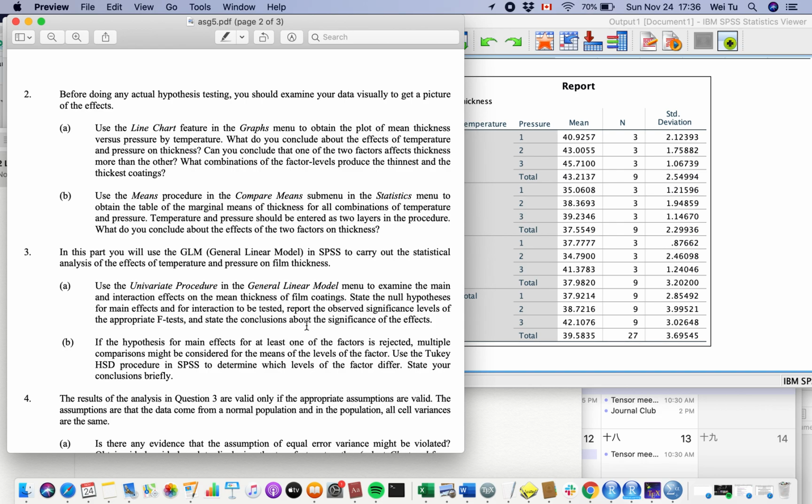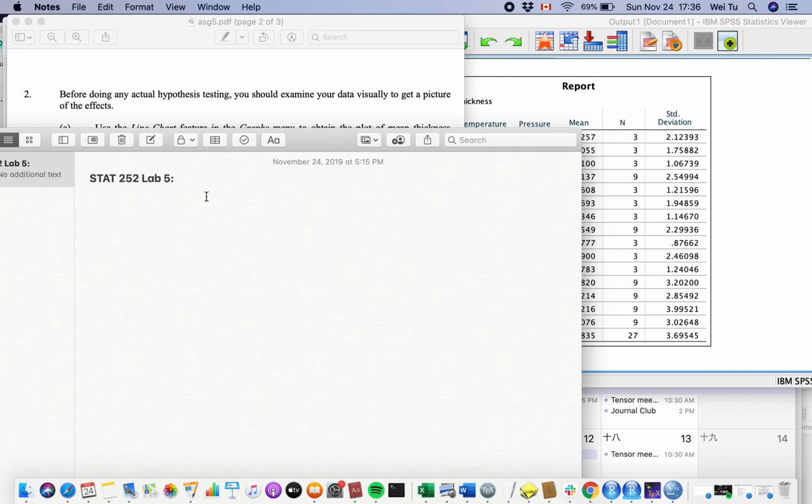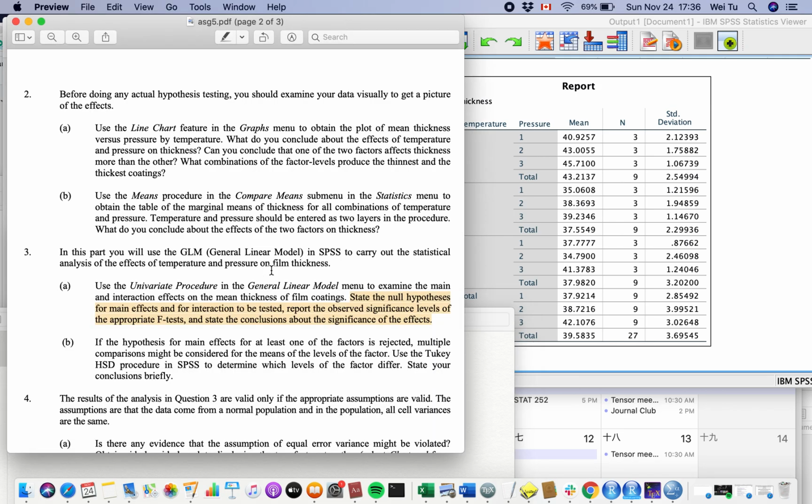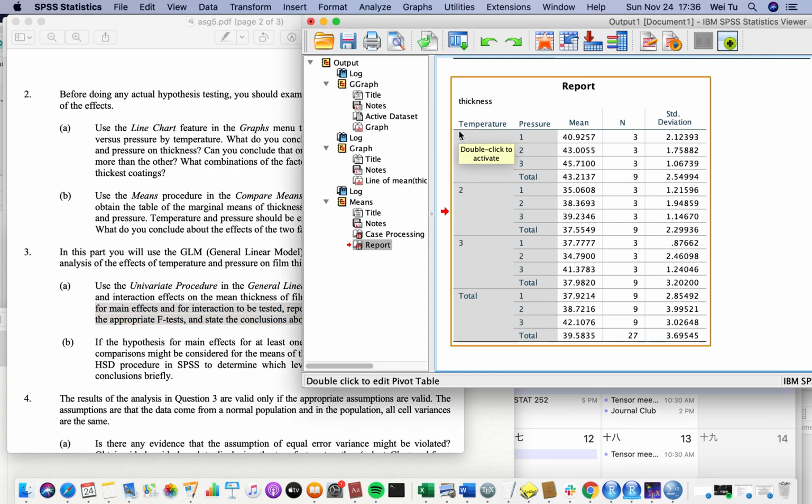Okay. So basically, we have 3 hypotheses, right? State null hypothesis for main and for interaction to be tested. I think so, yeah. So basically for the main effect, you're just saying that the temperature has no effect on the thickness, and then the alternative is that temperature has an effect on the thickness.